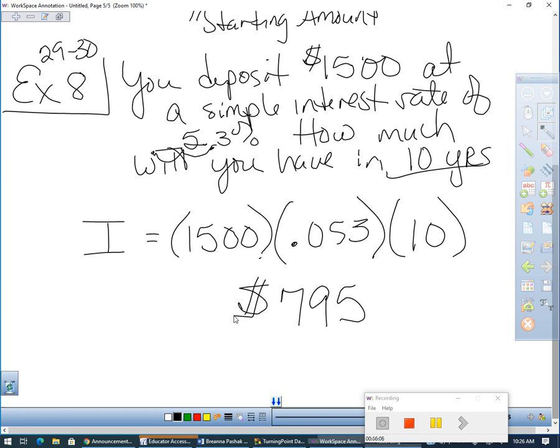Yeah, this is actually what they use when they talk about a Christmas Club account. You put money into a Christmas Club account, it sits there for a whole year before you can take it out to buy Christmas presents. Different things like that.